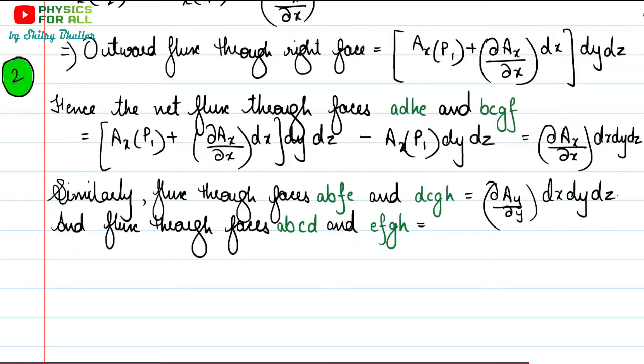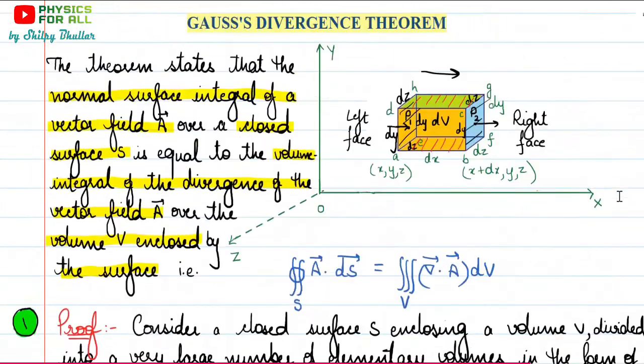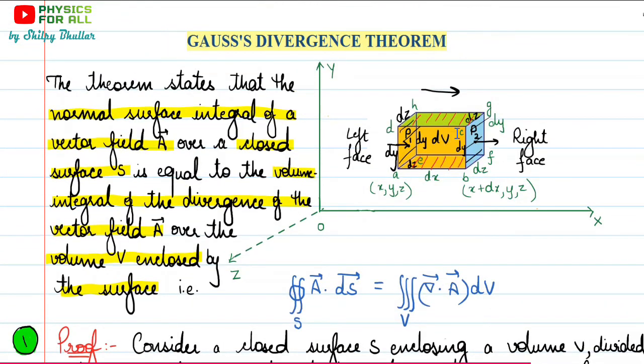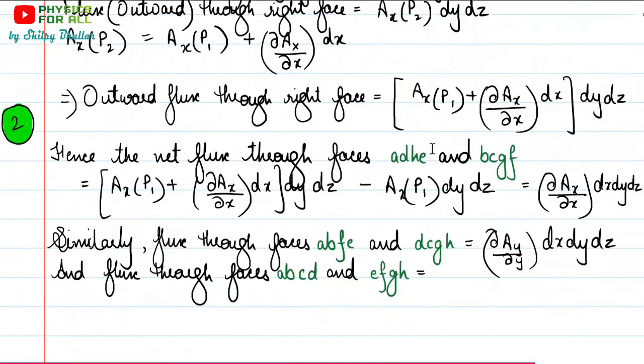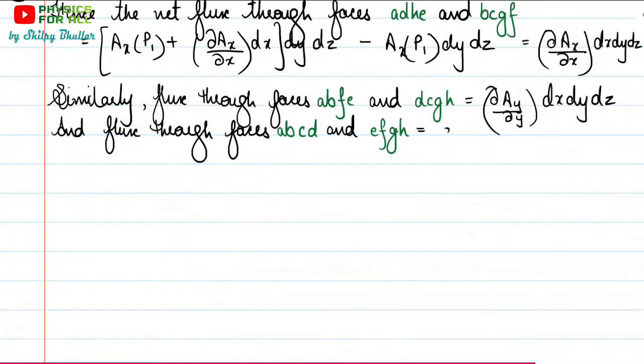And now the flux through faces A, B, C, D and E, F, G, H. That means the front and the back faces. So you know now that if we have to move from front face to back face, then we have to move along the z axis and there will be no change along the y and x axis. So let's write down. This would be curly az with respect to curly z, and dx, dy, dz as it is.